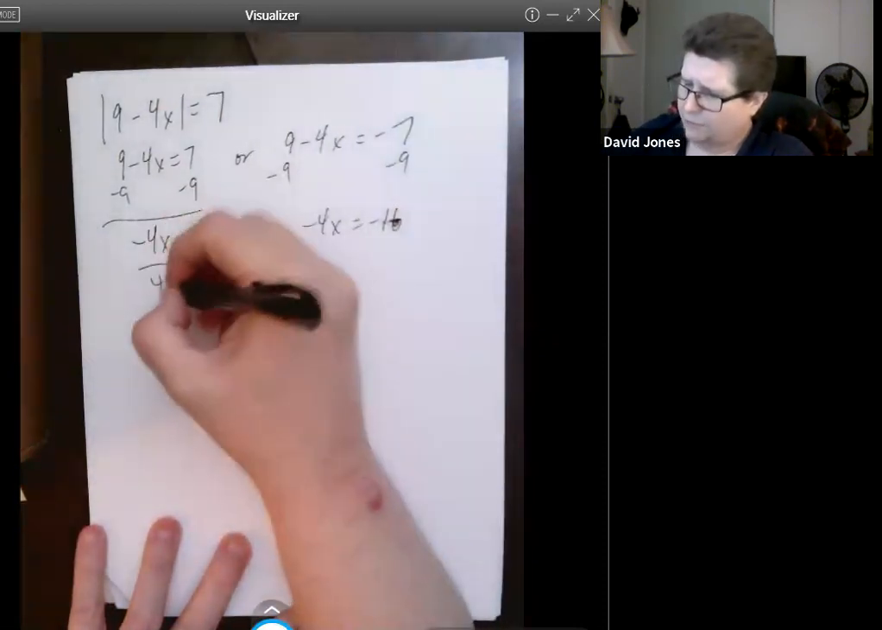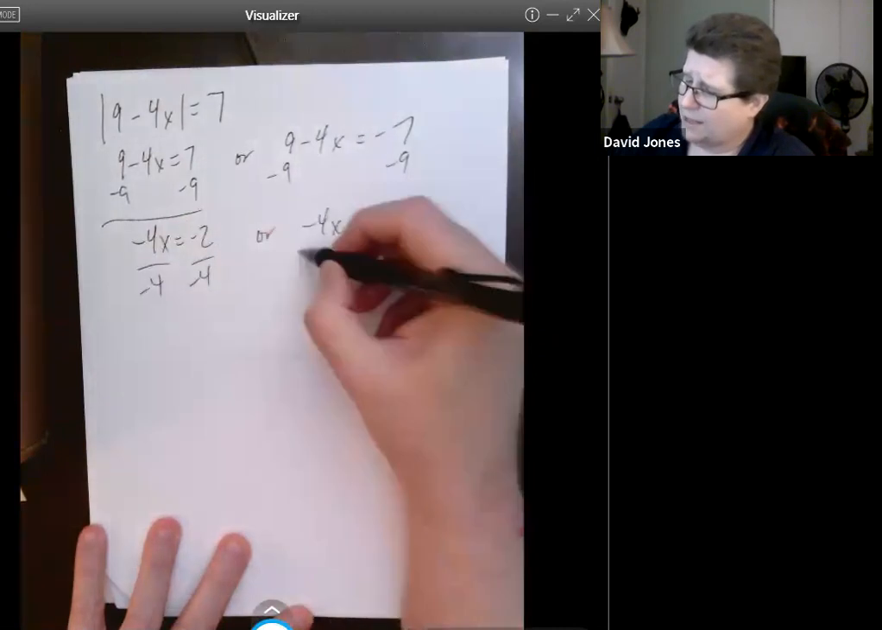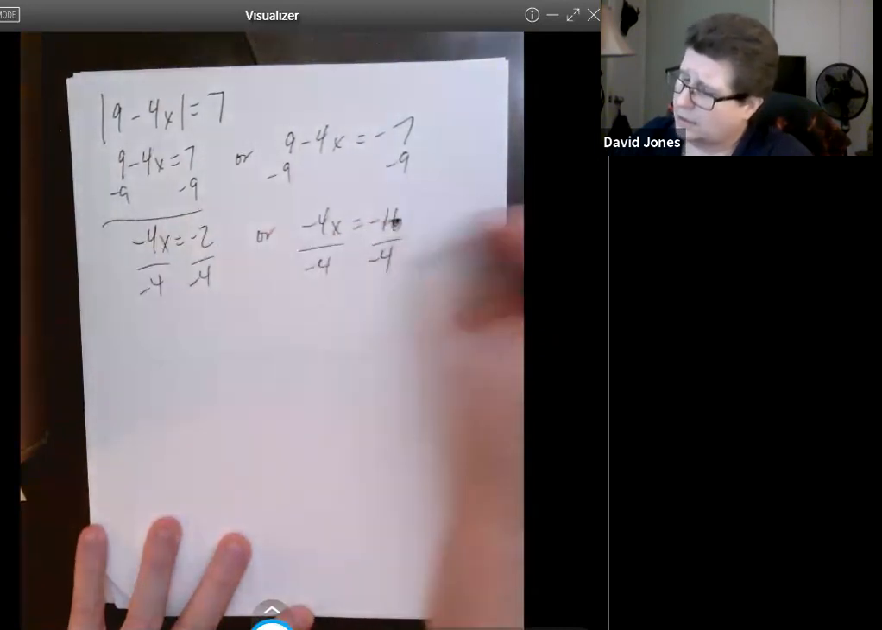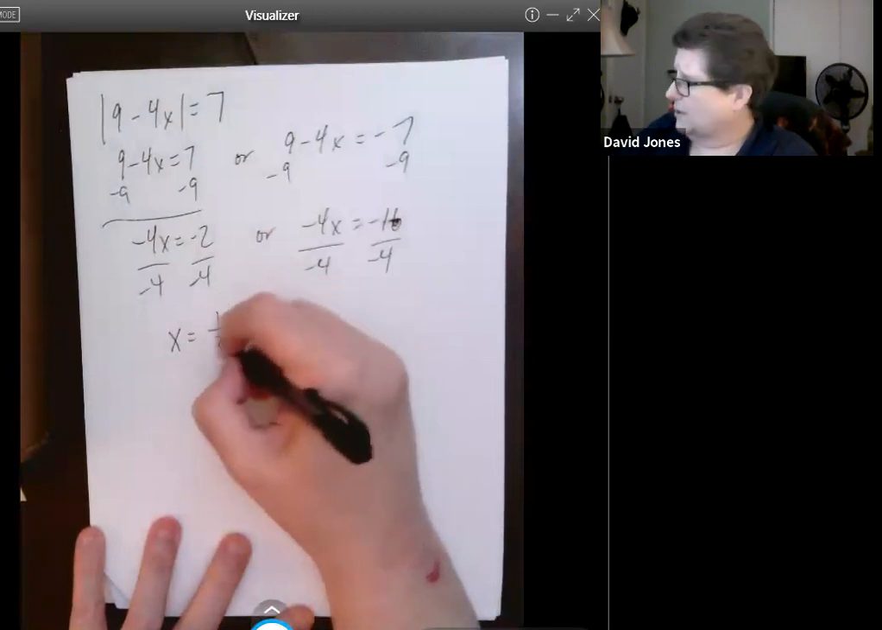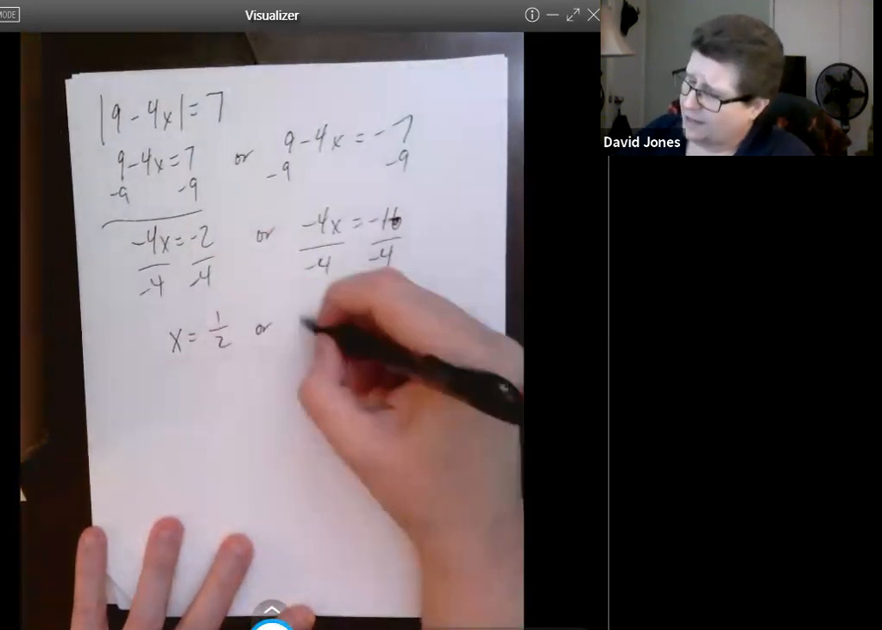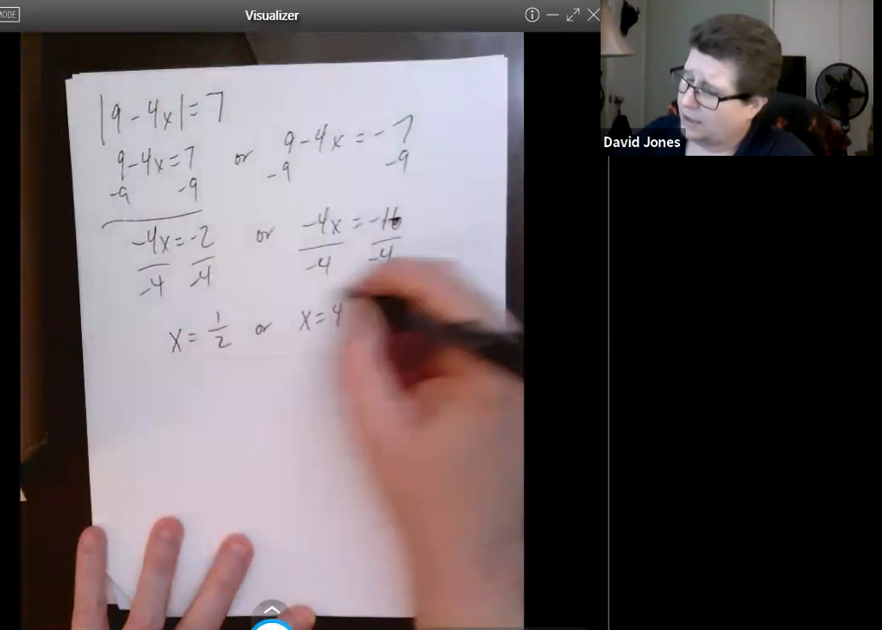Divide by negative 4. Don't forget to divide by the negative 4 part. x equals 2 over 4, which is 1/2, or negative 16 divided by negative 4, x equals 4.